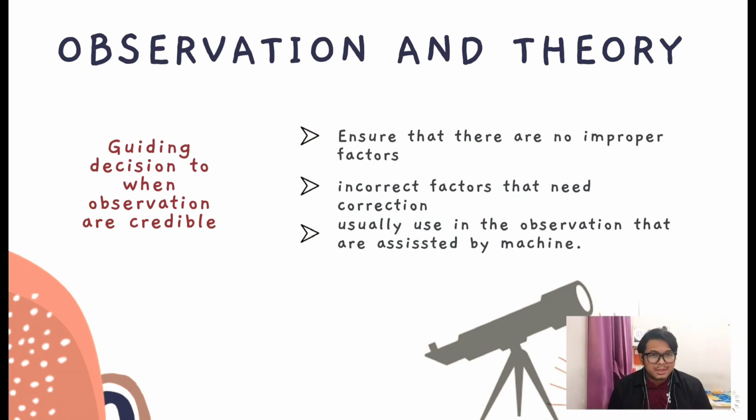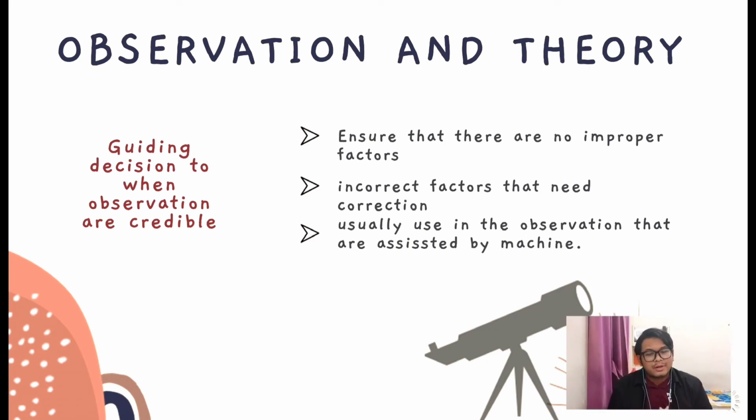What does it mean when we say theory is a guiding decision for when observations are credible? The first one is to ensure that there are no improper factors in the observation. So when we do the observation, the theory is to ensure that there will be no mistakes or false factors in the observation. And the second one is for the incorrect factors that need correction. So theory will correct the incorrect factors that exist in the observation.